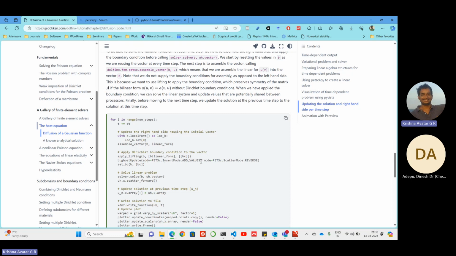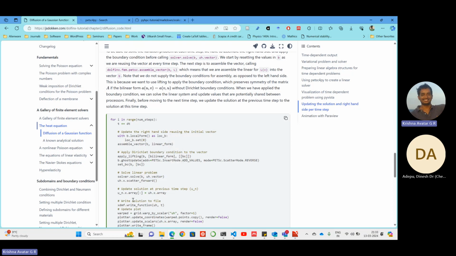This I don't know, I really need to see. Mode is equal to scatter mode reverse. These are some high-level language constructs going on. Then we set bc with b and all the boundary conditions. Now we are solving the linear problem, so solver.solve with b and uh.vector.